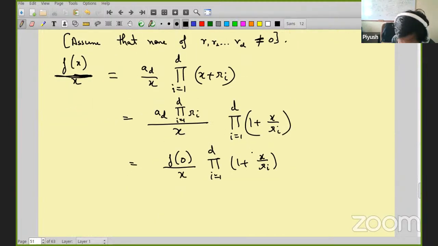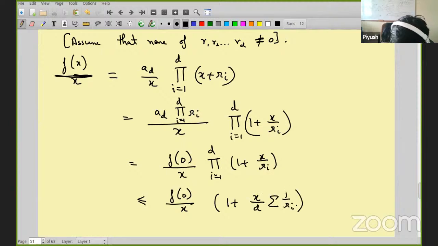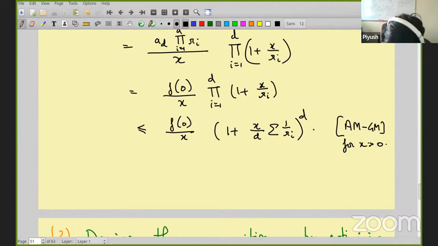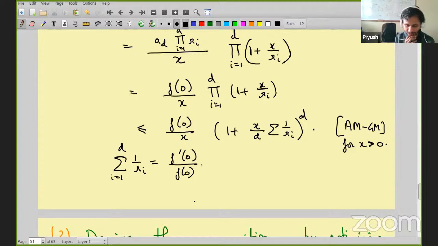And when x is non-negative, we can apply AM-GM to this to get that this is less than or equal to the bound. We are always working with x positive. But what is this? The sum of 1 over r_i is just f prime(0) over f(0). This is also easy to check. The simplest thing to do is to just notice that f prime(x) over f(x) is just the summation of 1 over (x plus r_i).